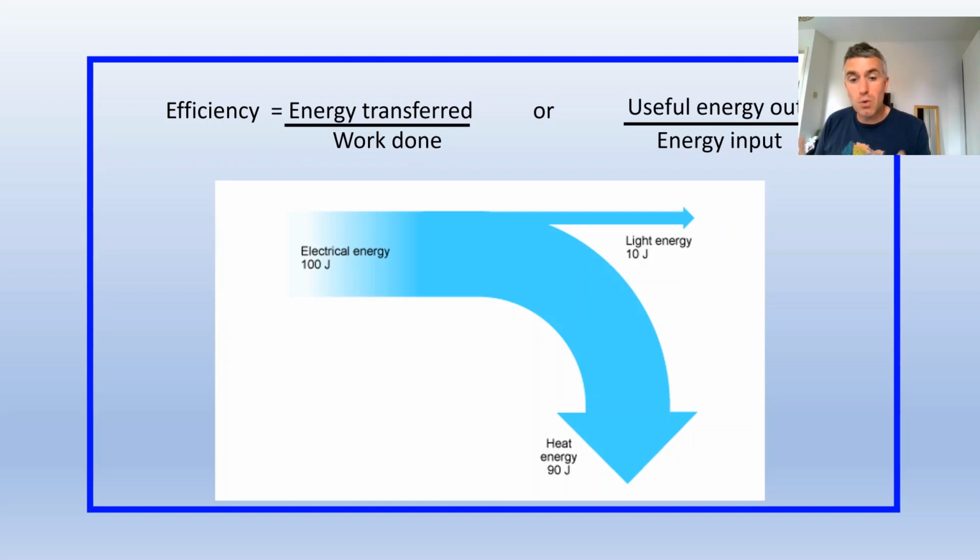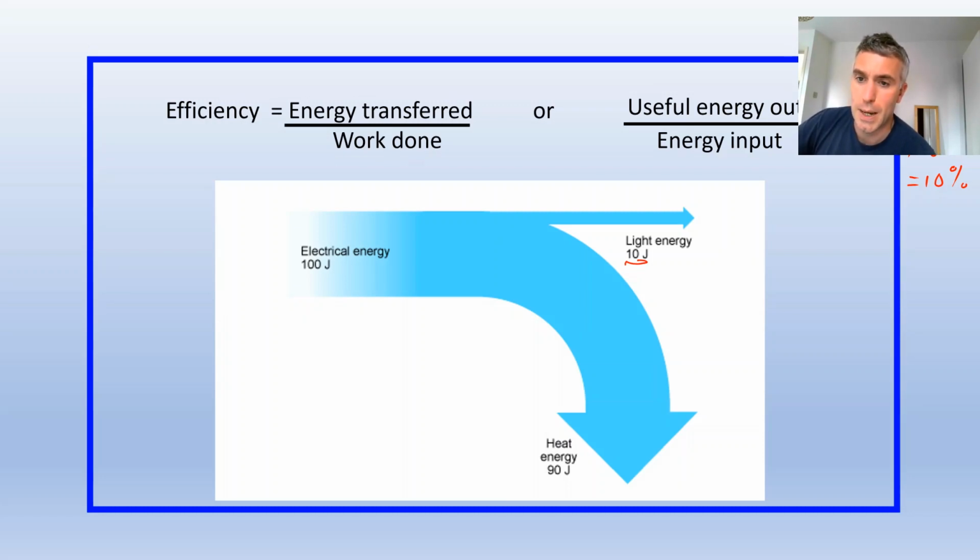LEDs are better. But in the olden days, and I'm not talking that old, like 10 years ago, light bulbs wasted so much energy as heat. They were really inefficient. So for that light bulb, useful energy out, you only got 10. That would be 10 joules out as light, but I put in 100. So that gives me 0.1. If you times that by 100, it means 10% efficient.